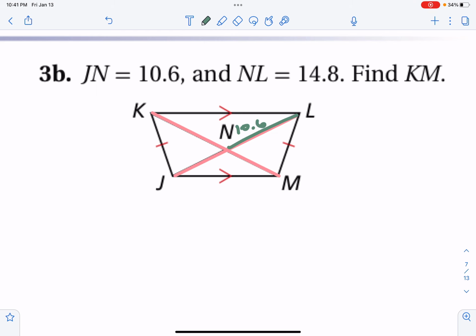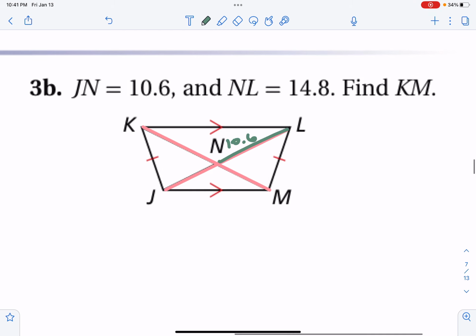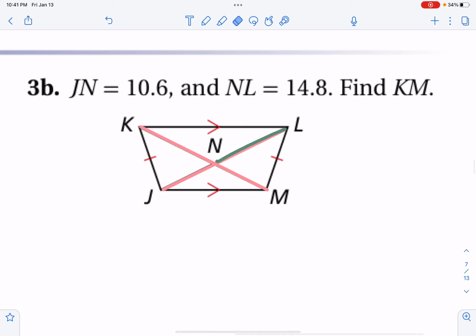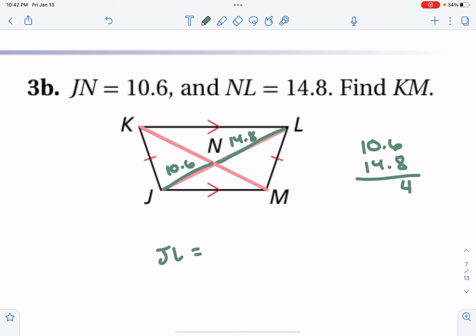J to N is 10.6. And N to L is 14.8. So the whole thing of JL is those added together. So 10.6 plus 14.8. I do not have a calculator with me, so bear with me. 25.4. And so they asked for KM.